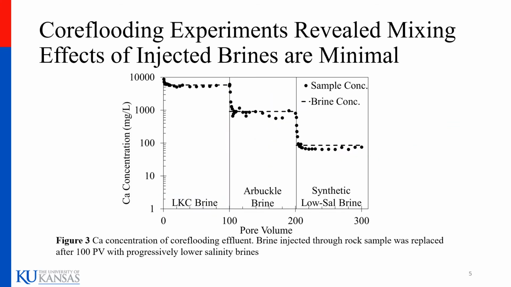This graph depicts data obtained from the coreflooding experiments. The main takeaway here is that once a brine is injected into an oil reservoir, very little mixing occurs. Once a low salinity brine is injected, it quickly displaces any brine initially present rather than mixing with it. So, the most important geochemical interaction to be aware of is the one between the injected brine, Arbuckle in this case, and the reservoir rock.